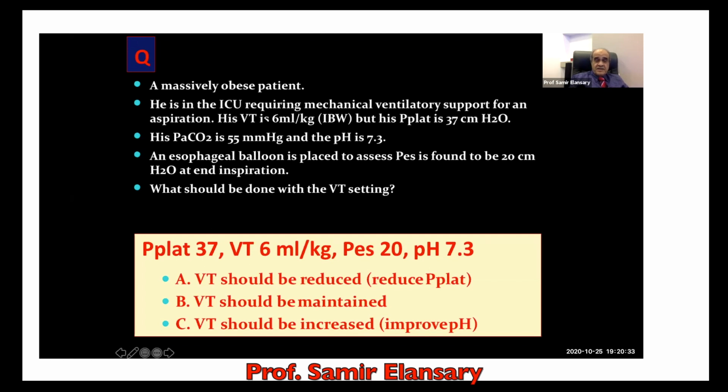I attached him here to 6 ml per kg ideal body weight. Carbon dioxide may increase, but it is a permissive hypercapnia in such an obese patient.